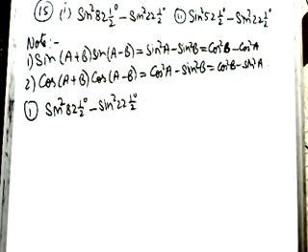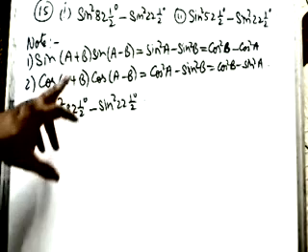Now see, there are 2 questions on the board. Sine square 82.5 degrees minus sine square 22.5 degrees, and sine square 52.5 degrees minus sine square 22.5 degrees. Let me do the first question. You try the second question.